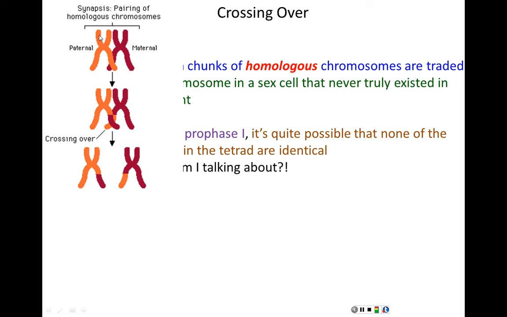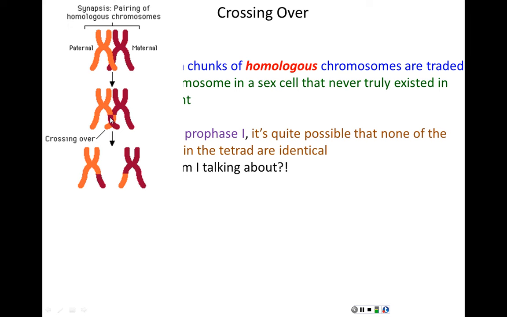I have my paternal chromosome in light orange. It has already been replicated, so I have 2 sister chromatids here, okay? And my maternal chromosome in dark orange, already replicated, 2 sister chromatids, and they are in synapsis. They are lined up side by side. They are creating a tetrad, 1, 2, 3, 4 chromatids, and this is in Prophase I of meiosis, okay?